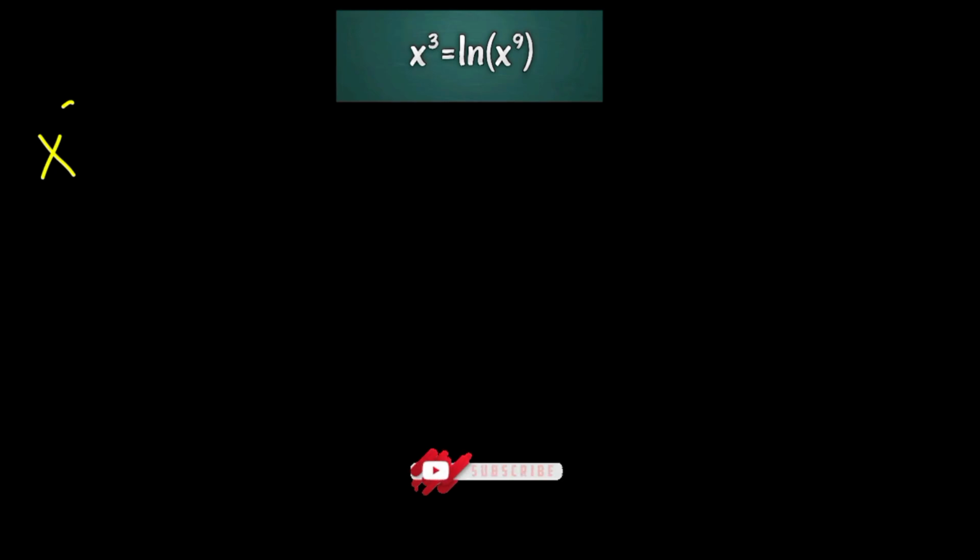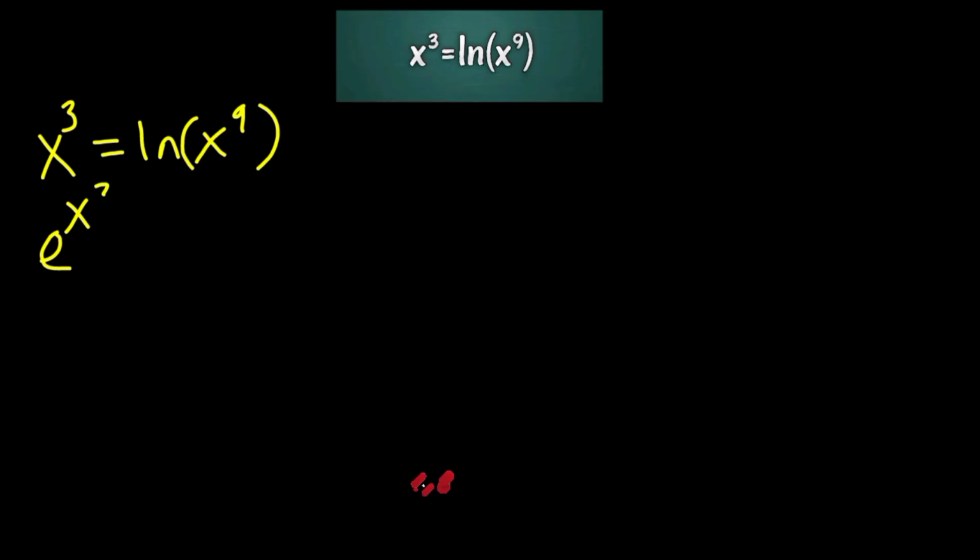To solve this interesting equation, we are going to first of all convert the natural logarithm to an indicial form. And how do we do that? Because the natural logarithm has a base of e, we're going to convert it to the power and say e to the power of x cubed, and that equals x to the power of 9. And from here, our next aim is to make these two powers exactly the same.